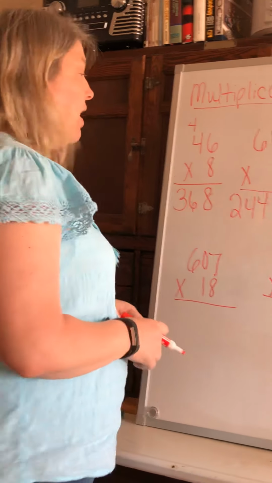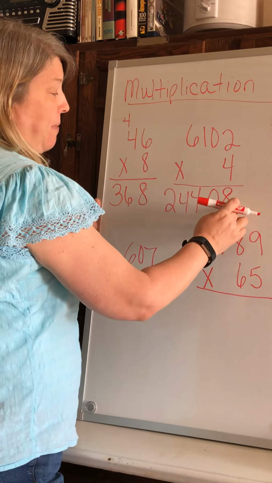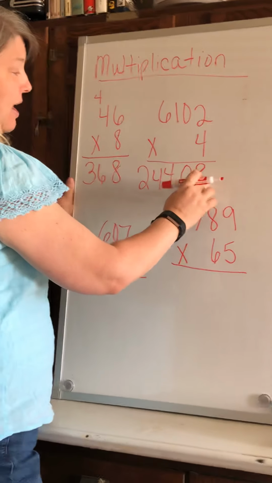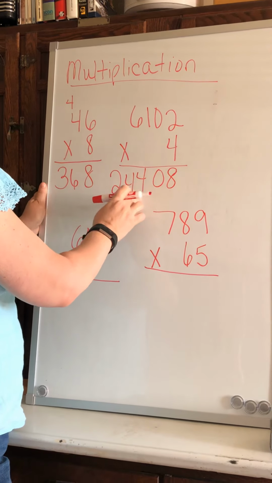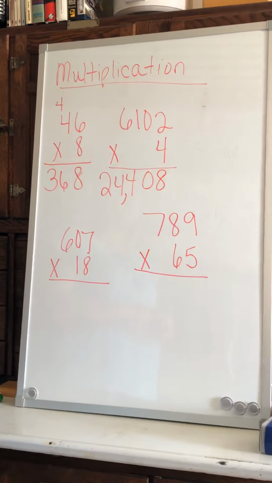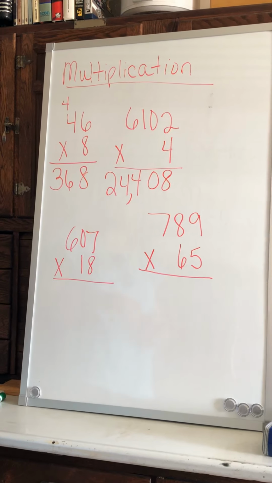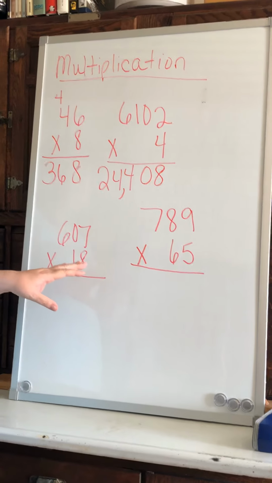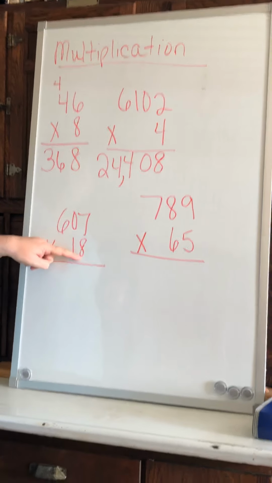If you do, and you don't know how, just start from the back, and for every 3 numbers, go to the left and then put a comma. So this one will be 24,408. Okay, now we get into a little bit more problem when we have 2 numbers or more, okay?